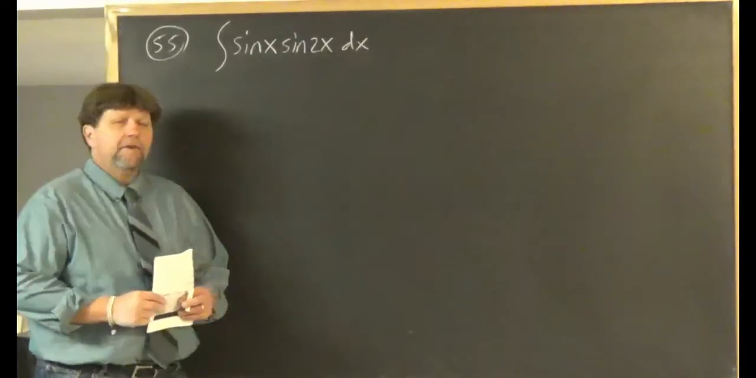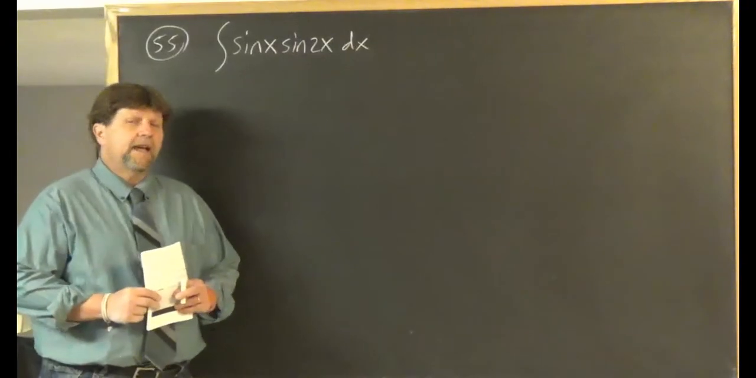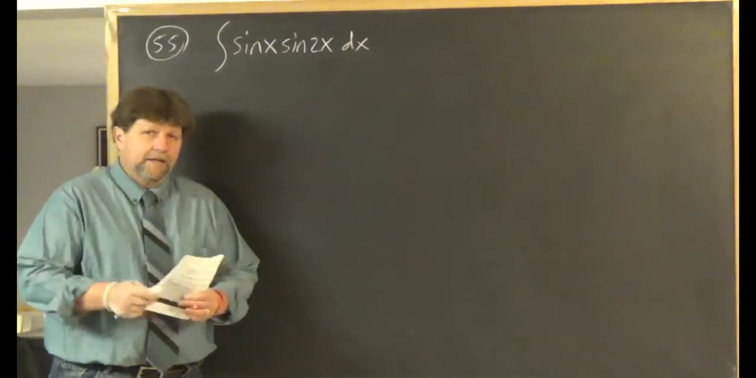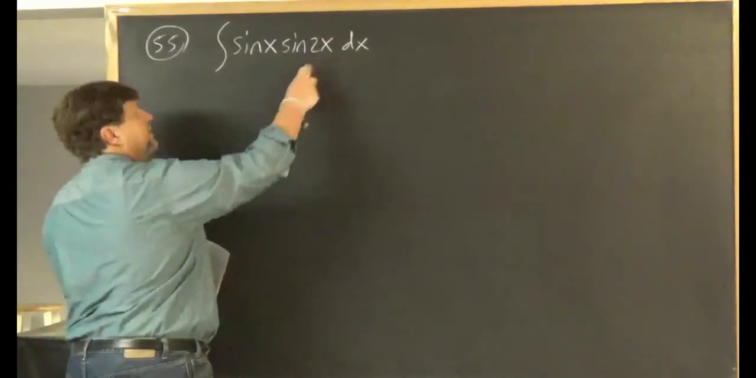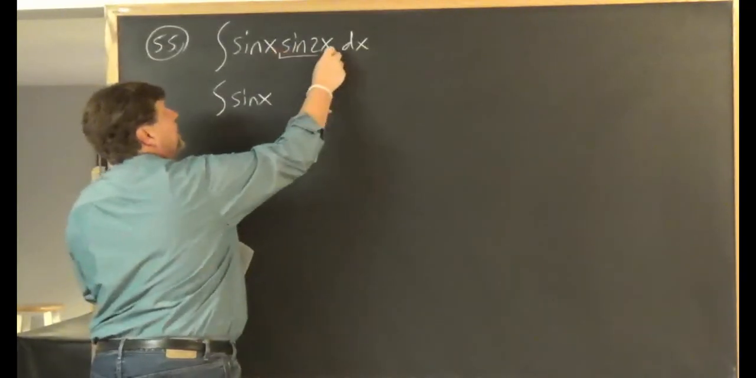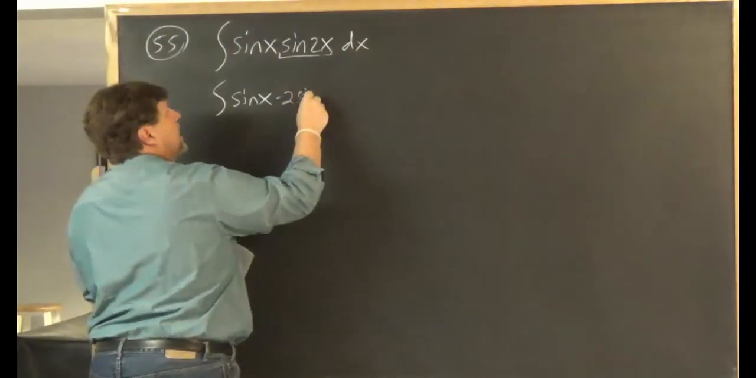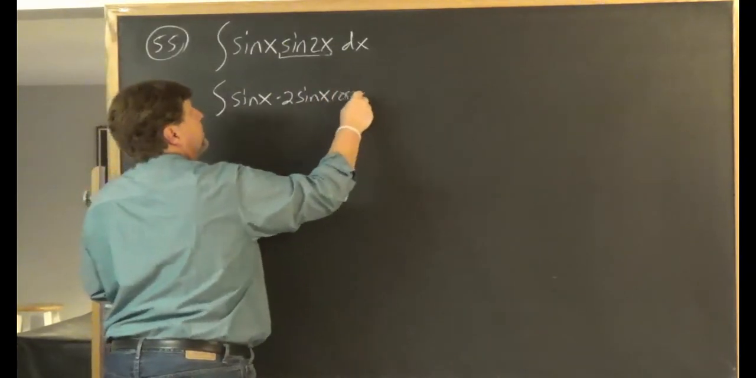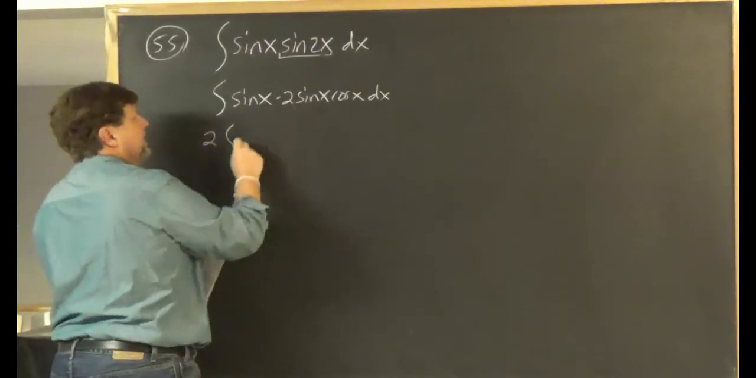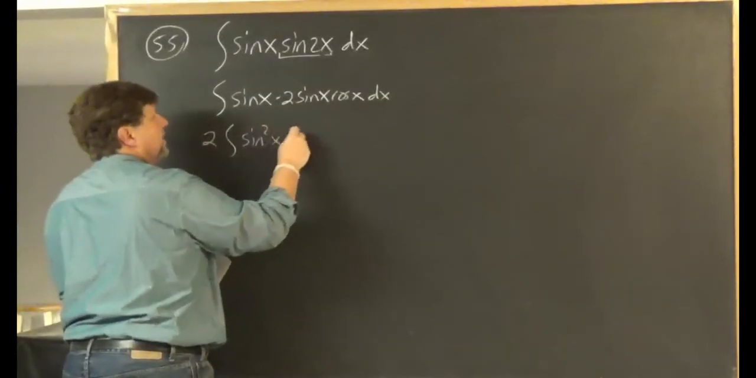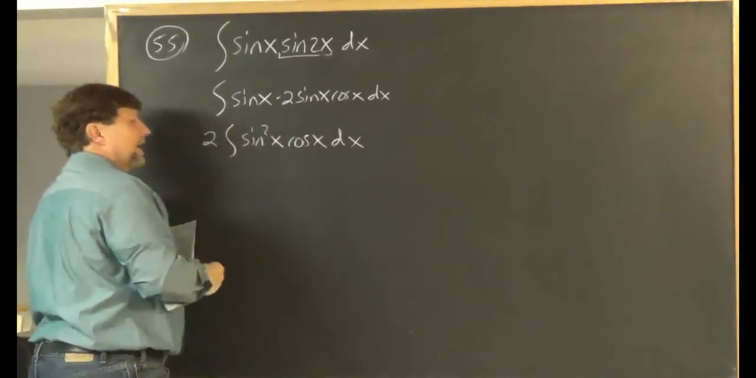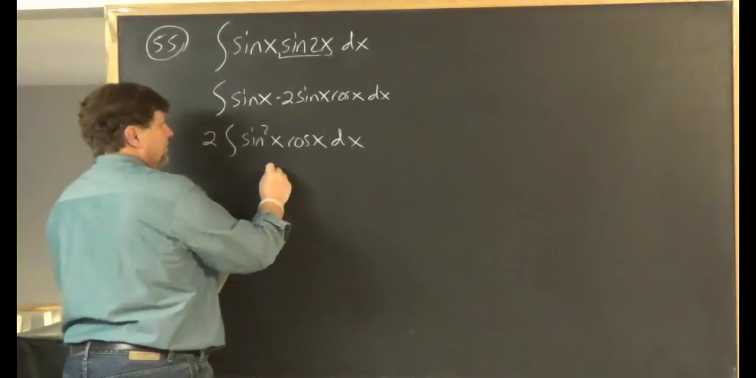Okay, number 55, you're asked to integrate sine x, sine 2x, dx. So here's where I'd begin. I'd use the double angle identity for the sine of 2x, which is 2 sine x cosine x. If I rip the 2 out front, I know sine x times sine x is sine squared x, and it now looks like a basic u sub is going to take care of the problem.